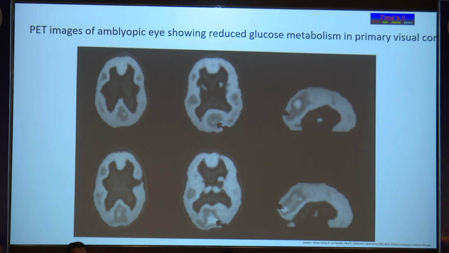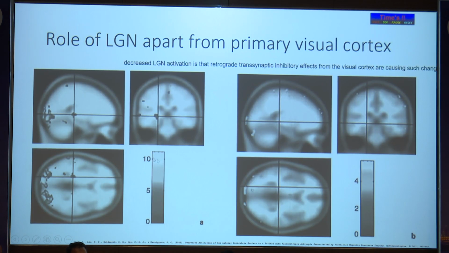This is the earliest imaging done, I think in the 1990s. Earliest was PET CT scan. As you can see, there is a decrease in uptake in the primary visual cortex area. Here you can see a normal eye fixing, an amblyopic eye fixing, and a normal eye fixing. You can see a decrease in uptake on the PET scan. They identified that the primary visual cortex is defective. This is the earliest finding.